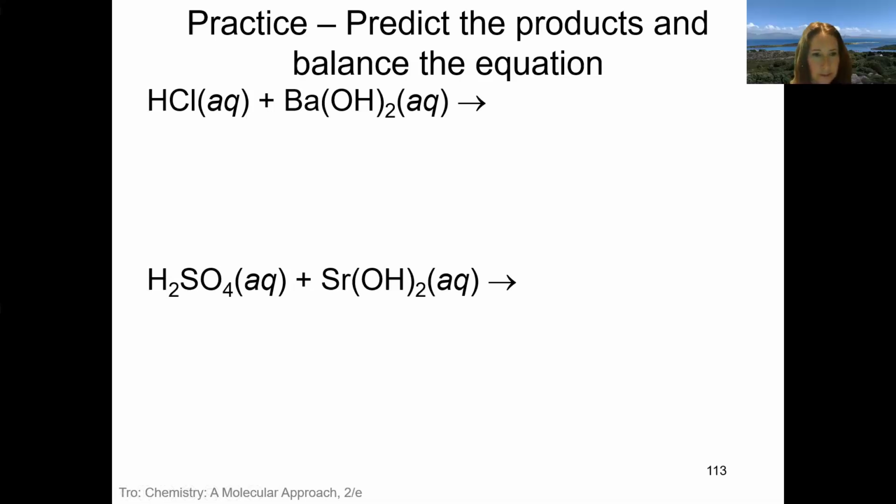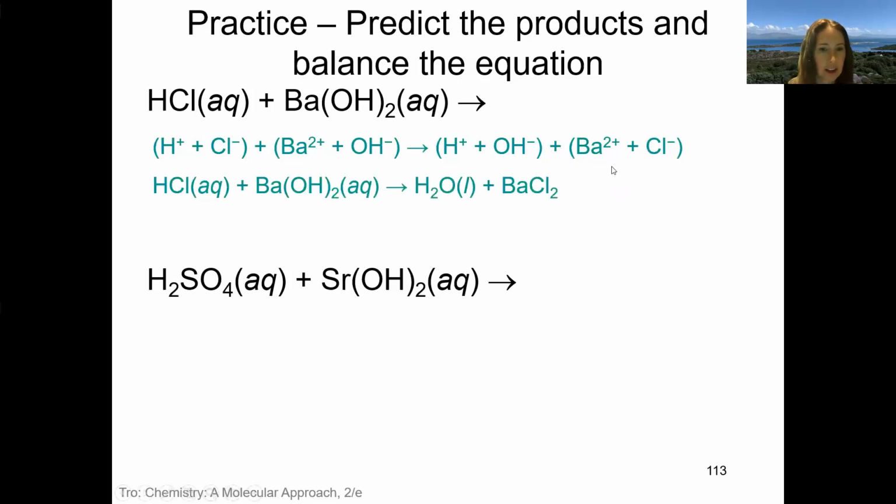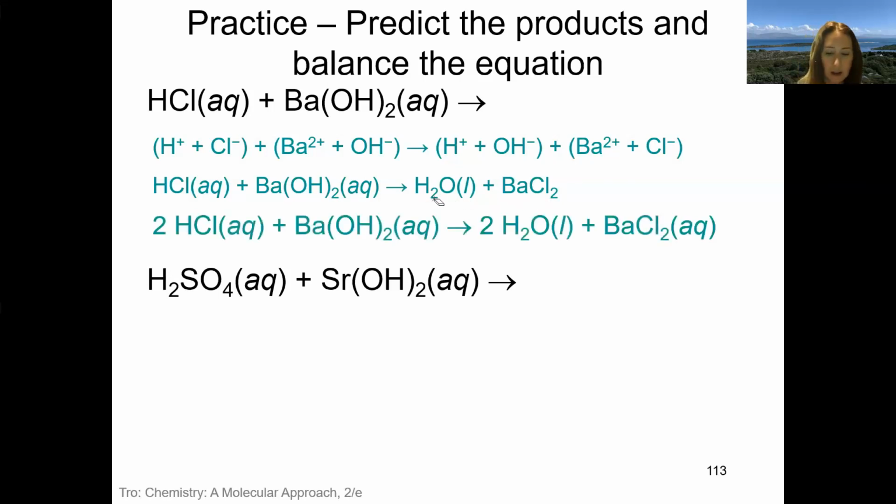Okay, let's go over this one. So again, treat it just like a double displacement reaction. And so when we look at this, we have our ions, and we get HCl plus BaOH makes water and BaCl2. There's our water and our salt. And then of course, we have to balance it. And we end up with 2 HCls and 2 waters.